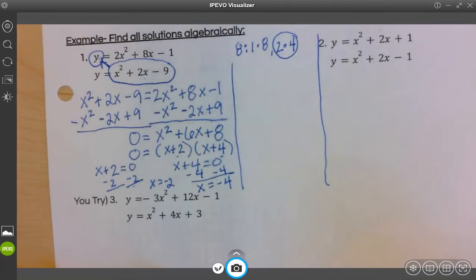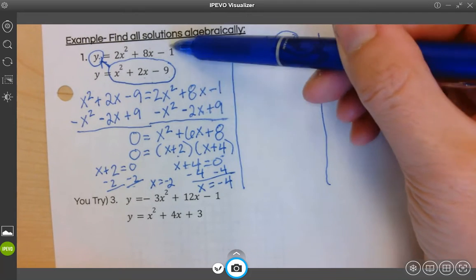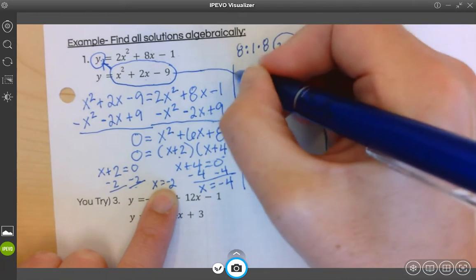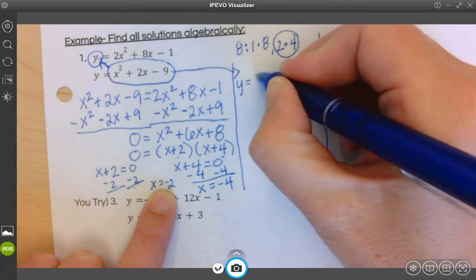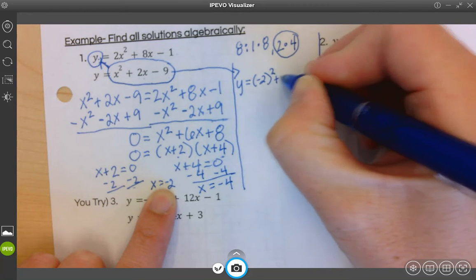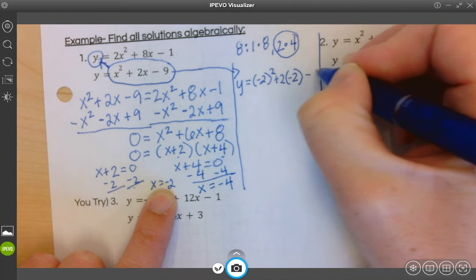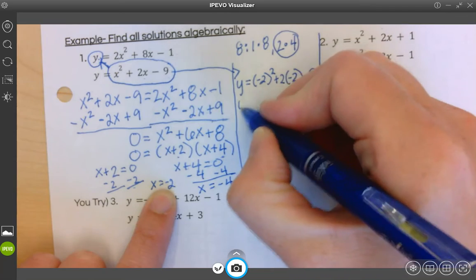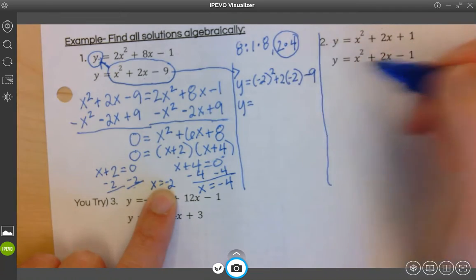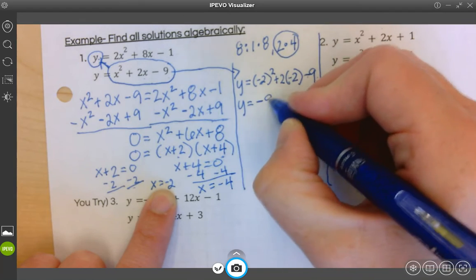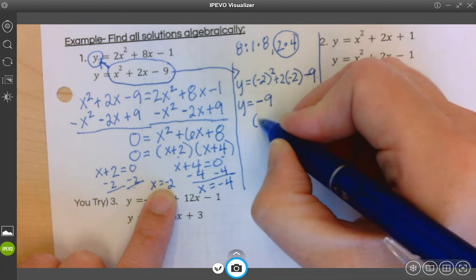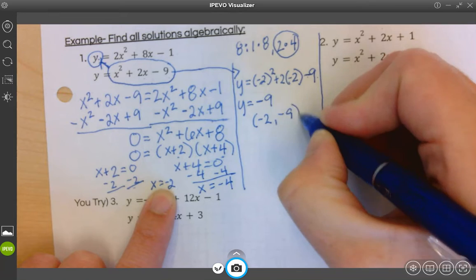Okay, so we decided that we were going to substitute back into the second equation. You can choose always. So first I'm going to substitute the negative 2 in. So I'm taking this equation over here. y equals the square of negative 2 plus 2 times negative 2 minus 9. If you are using Desmos, remember to put that negative 2 in parentheses before you square it. Okay, you should get 4 minus 4, which is 0, minus 9, which is negative 9. And that gives you the point, negative 2 for your x, negative 9 for your y.